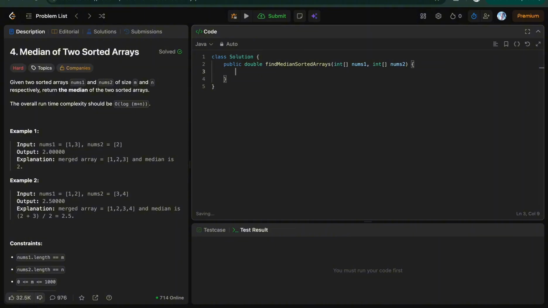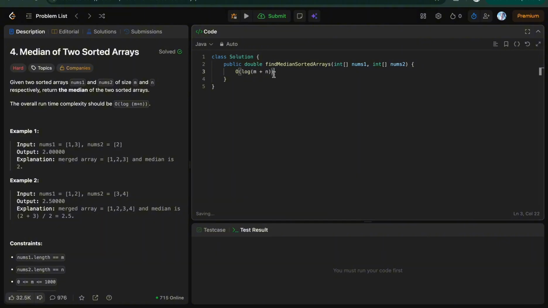Now, what you need to know is that the problem gives you two arrays that are already sorted, right? And so the important idea is that a simple way would be to merge both arrays and find the middle. But that kind of merging would take O(m+n). However, the prompt wants us to do O(log(m+n)).